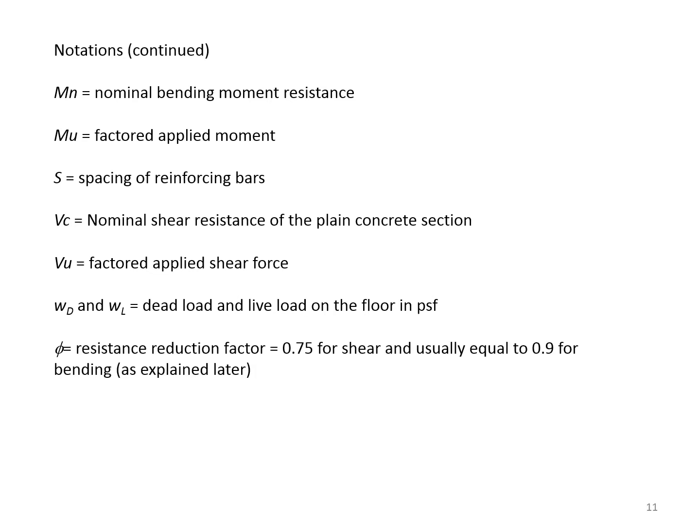Phi is a resistance reduction factor, which is 0.75 for shear and usually equal to 0.9 for bending, as explained later. And rho is a steel ratio, which is As divided by bd.